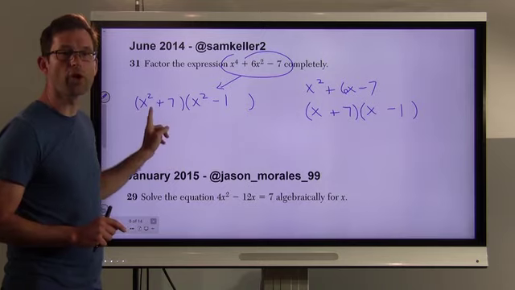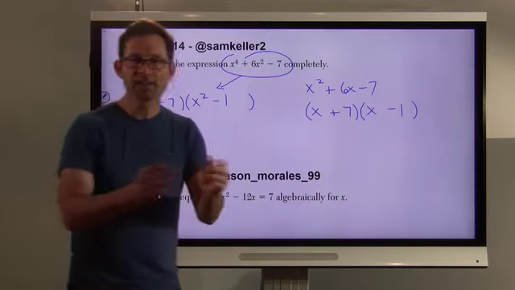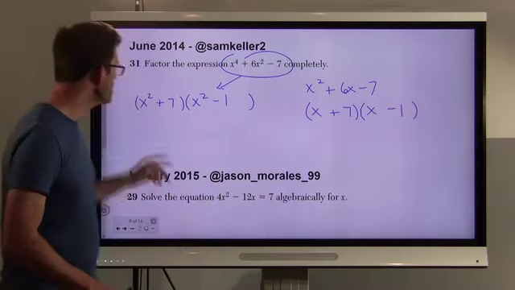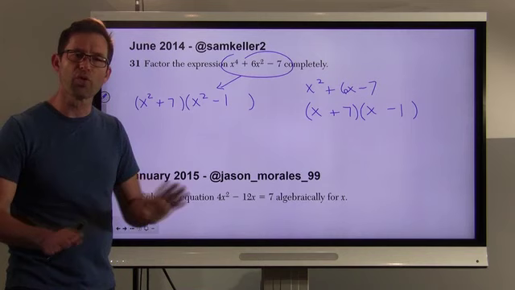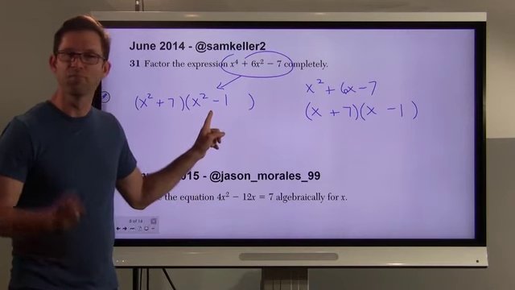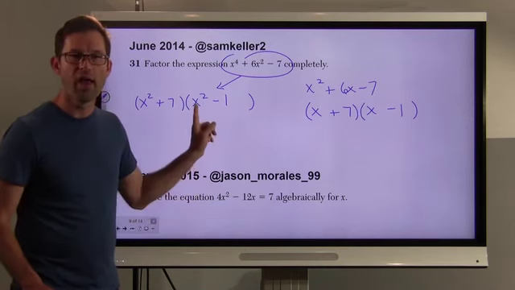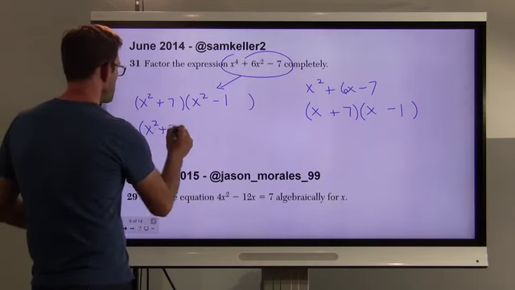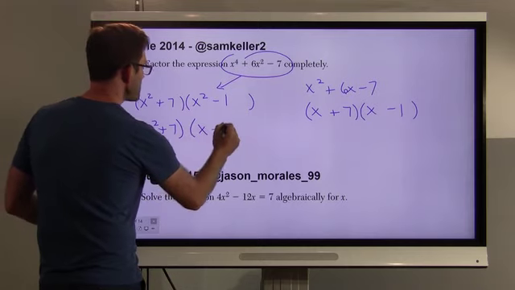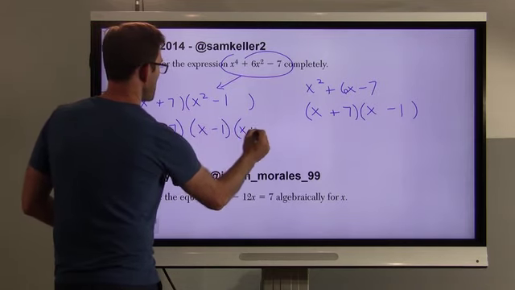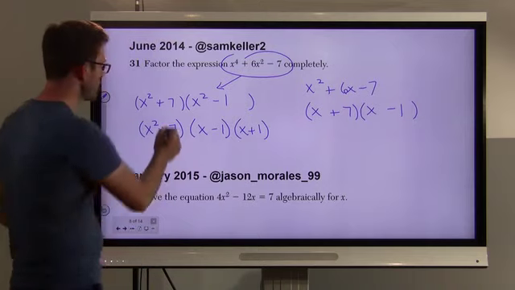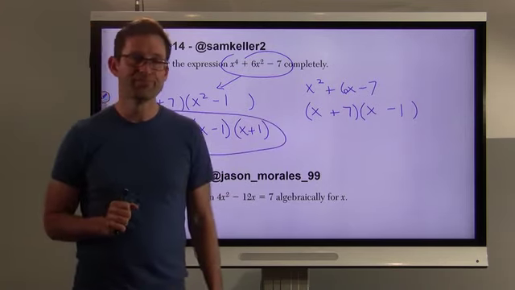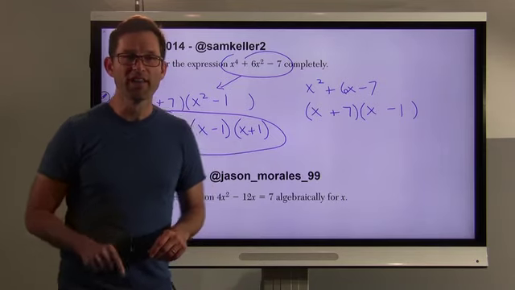If you have x squared plus a number, you're done. X squared plus 1, x squared plus 7, x squared plus 9, you're done. When you sum x squared with a positive number, there's nothing you can do. But this guy is the difference of perfect squares, x squared minus 1 squared. So whereas that x squared plus 7 is done, this thing can still be broken into x plus 1 times x minus 1. And this then is the final answer. All right? Final answer. All right, let's keep going.